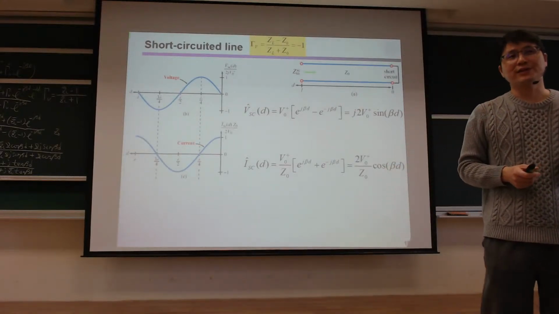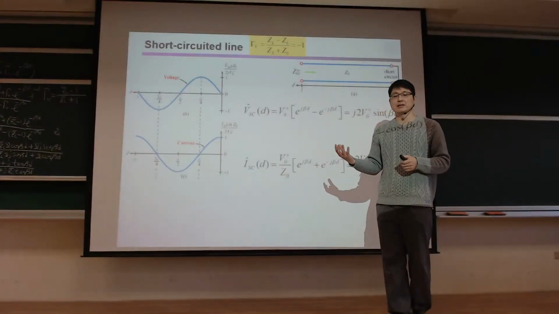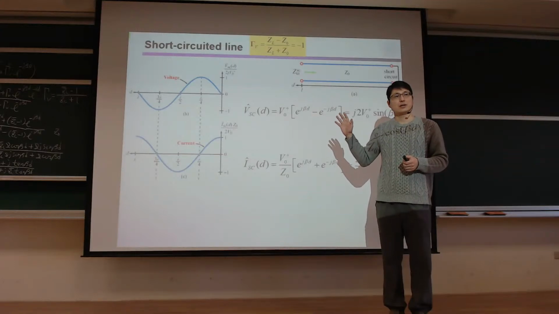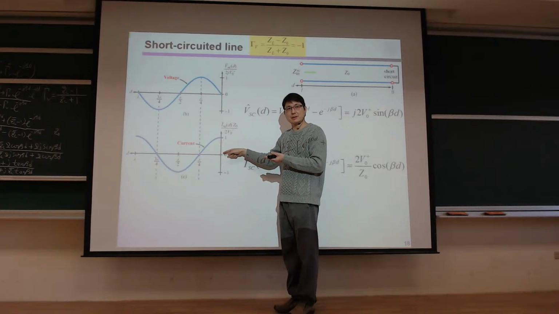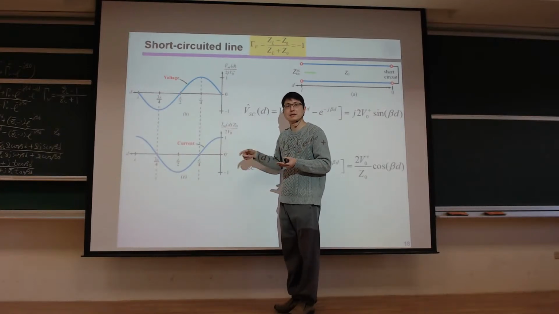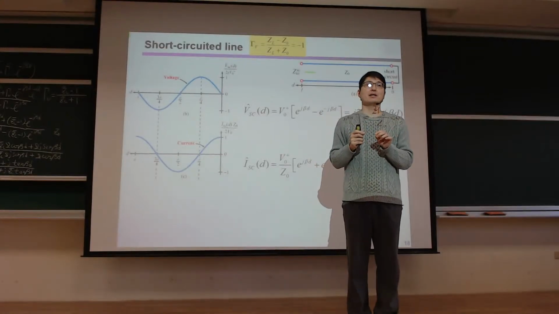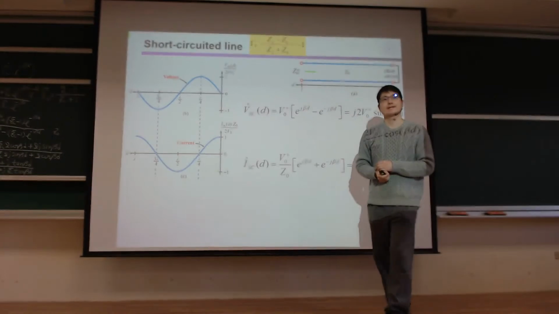So this is something you have to understand. This is very different, right? Because usually you think, well, voltage divided by impedance gives you current. But in this case, 0 divided by something gives you maximum. Is it really possible? It's possible because we're looking at the result of standing waves.